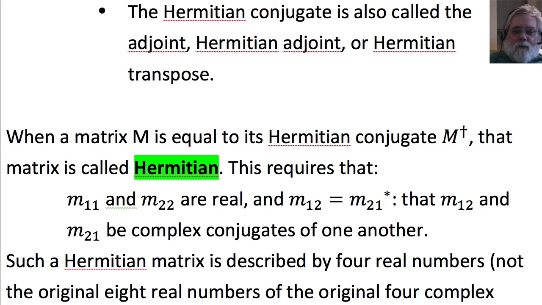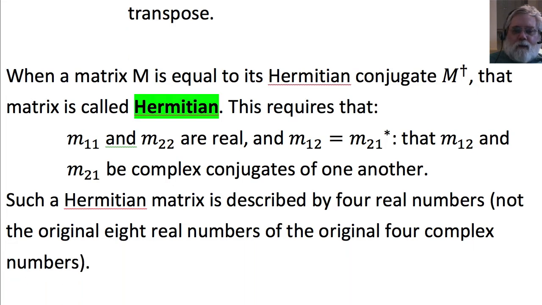M12 and M21 must be complex conjugates of one another. When those things are true, matrix M is Hermitian. Such a Hermitian matrix is described by 4 real numbers, not the original 8 real numbers of the original 4 complex numbers. Why 4? Well, M11 and M22 are real, so that's 2 numbers.